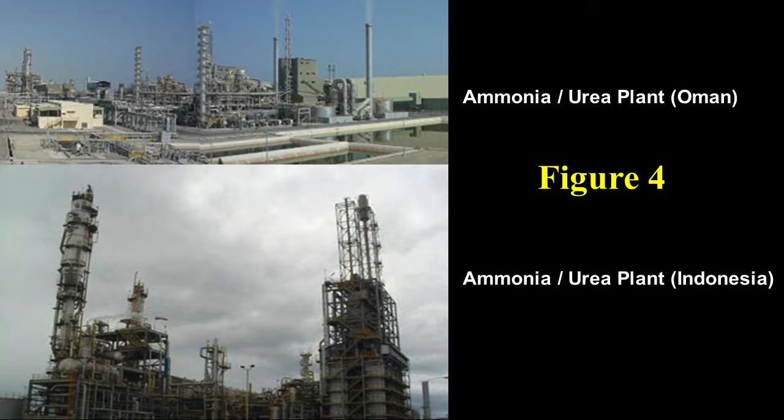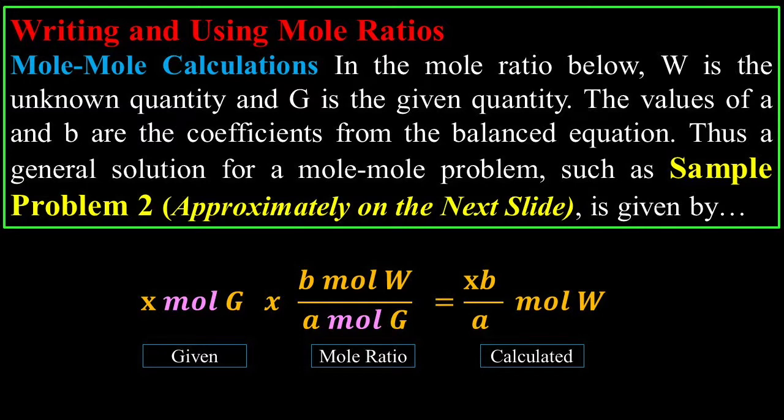Here is the ammonia and urea plant in Oman, the ammonia and urea plant in Indonesia. Extra credit if you can tell me what urea is and what it's used for, as well as some ammonia applications.